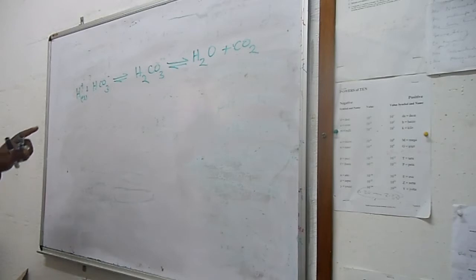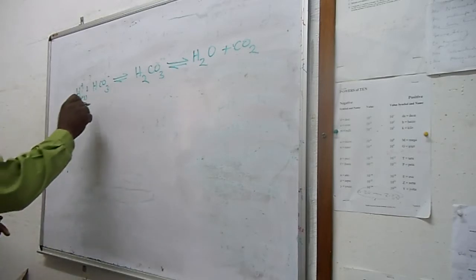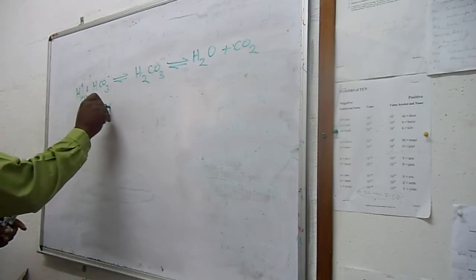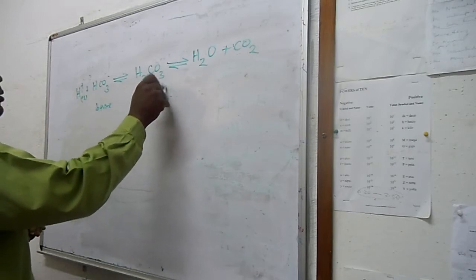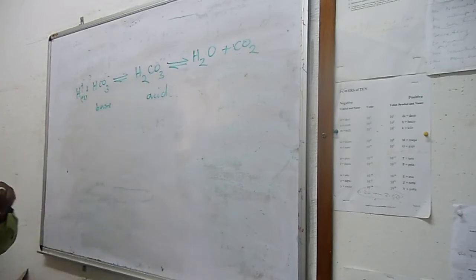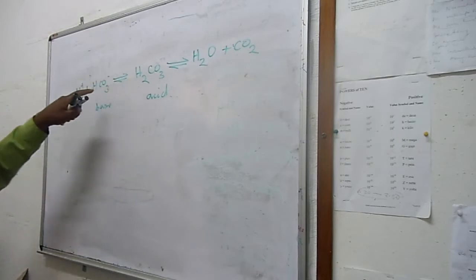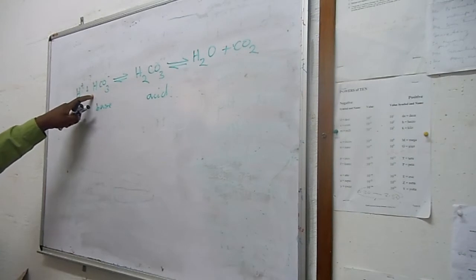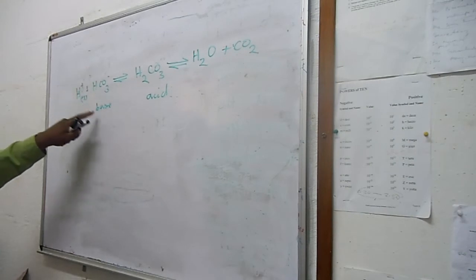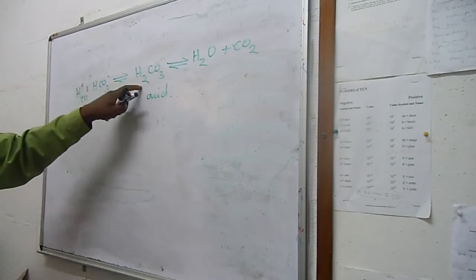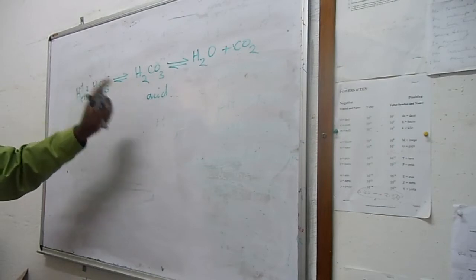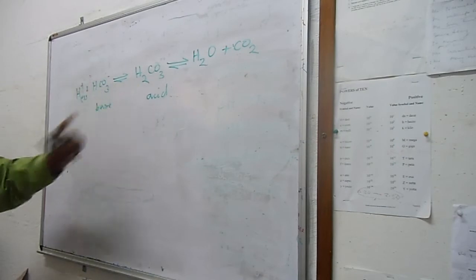So we are saying that this is a base. And this is an acid. How do we know this is an acid? We said that an acid has more hydrogens than the base. Compare this and this one. This has 2 hydrogens, this has 1 hydrogen. So the bicarbonate qualifies to be a base. The carbonic acid qualifies to be an acid.